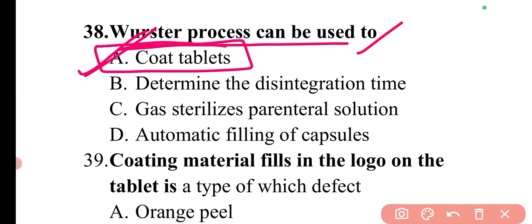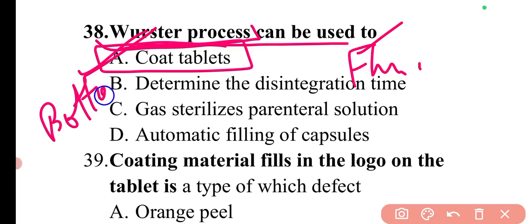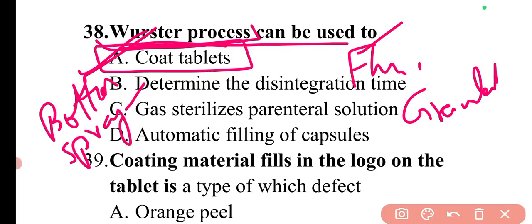So basically there is a method or equipment that is the fluidized bed coater. In that there are different mechanisms for the coating of tablets. The first one is the Wurster process, in which there is a bottom spray process for the coating of tablets. The second one is granulator. It is in the fluidized bed coater only. It is the granulator which has the mechanism of the top spray system.